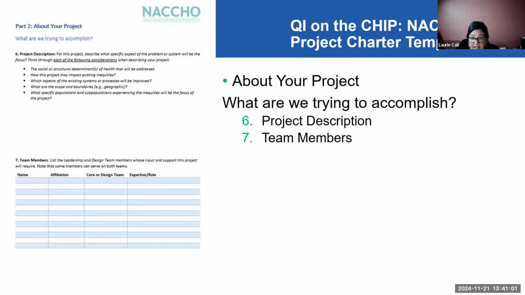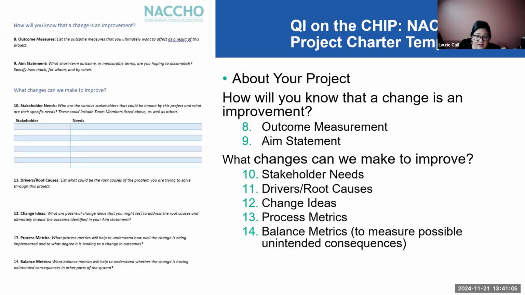Might be internal and external folks. And then finally, the last part is how will we know that a change is an improvement? So what are we going to be measuring ultimately, and what's our aim statement? And what changes can we make? So what are the stakeholder needs related to this? What are the drivers and the root causes? What are some change ideas? What are the process metrics? And what are the balance metrics?